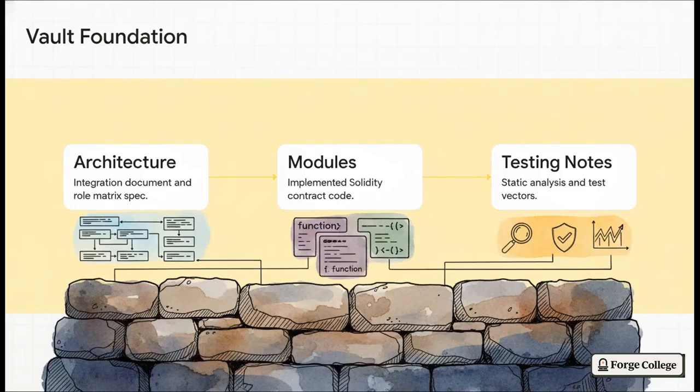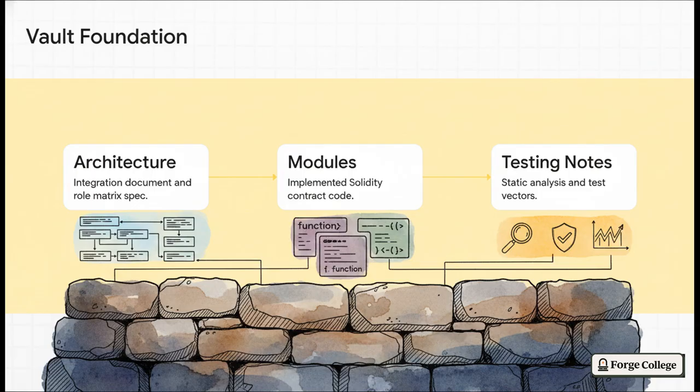Okay, we are building our foundation using 3 core artifacts right from our previous lesson on testing and hardening integration to form the unshakable base of this capstone deliverable. First up, we've got the architecture and integration document. Think of this as our canonical spec, laying out our whole system diagram and role matrix. Second, we have the implemented contract modules themselves, the actual Solidity code. And third, our testing and hardening notes.